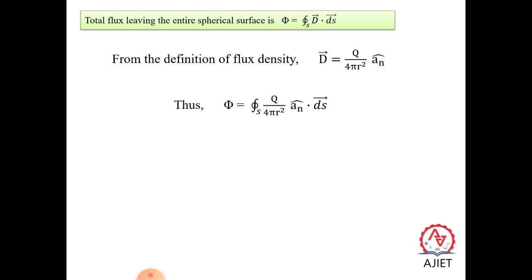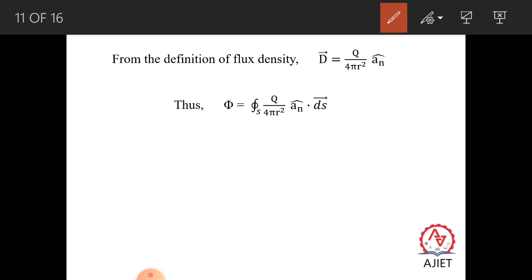So what happens now? The total flux leaving the entire surface, phi, is given by the closed integral of D dot dS. This is the total flux coming out. According to the flux density, D is equal to q divided by the area, that is, the flux through unit area, so D is equal to q by 4 pi r squared. So you substitute this in place of D.